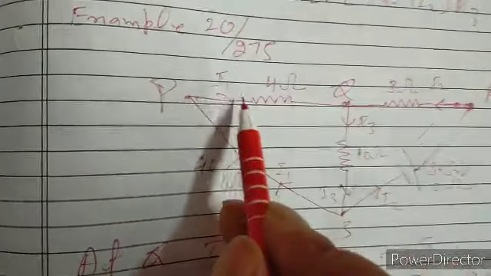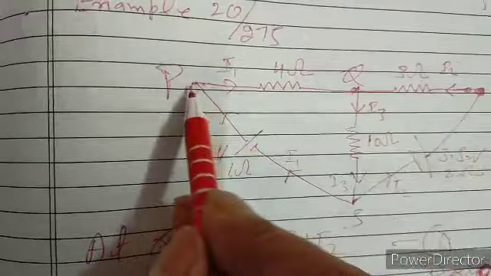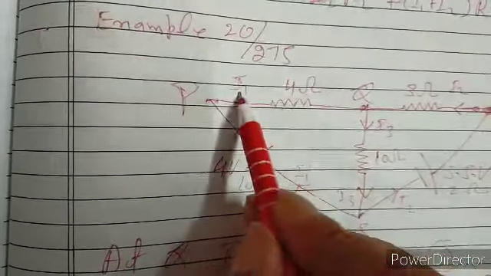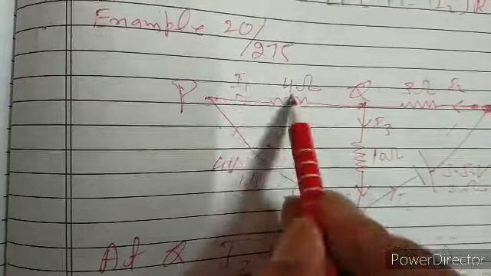This is minus, because we are moving from P to Q and the current is also flowing in the same direction, so we have to take negative. Minus 4 I1. Resistance is 4, current is I1. Minus 4 I1. I am writing this: minus 4 I1.